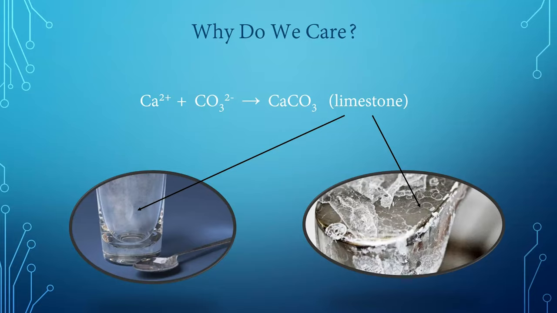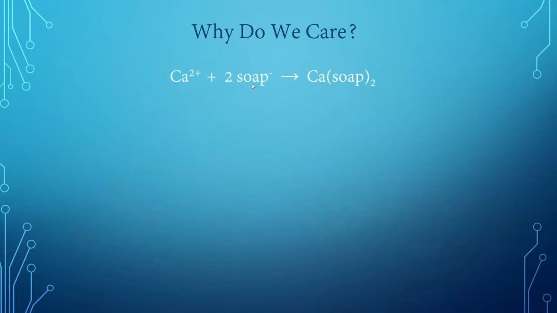The other thing that calcium will react with is soap. If you're using soap in the shower, in your washing machine, doing dishes, calcium ions love to react with soap, and soap is basically just a polyatomic ion with a negative charge. The calcium will react with two of the soap ions to form a solid precipitate. It's sort of a greasy solid, commonly known as soap scum. Doesn't sound like the kind of thing you probably want.